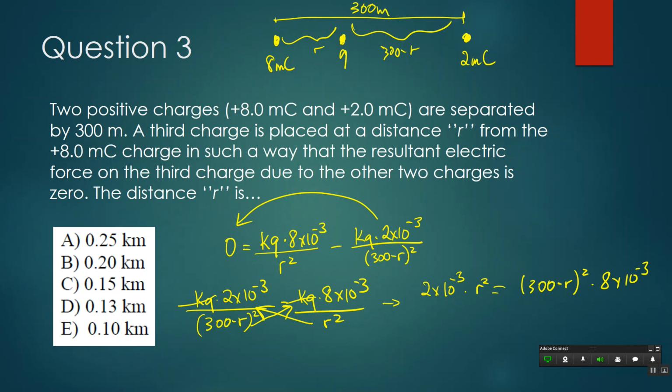30 something. Zero point 0.45. And what's the square root of 8 times 10 to the negative 3? Like that? Okay. Now we're just solving for r. So you can divide both sides by, and you have to distribute it, right? So the 0.045 r is equal to 300 times 0.089 minus 0.089 r. And we'll bring that over to this side.